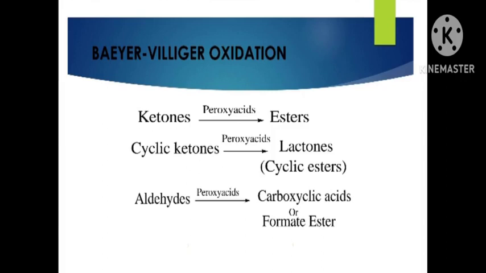But if we're using cyclic ketones as a substrate, then we will convert them into cyclic esters, and the cyclic esters are also known as lactones. And if we treat aldehydes with the same peroxides or peroxy acids, then they will be converted into the corresponding carboxylic acid. But in some cases, they will also convert into a formate ester. It will depend upon the relative migratory aptitude of the alkyl group with respect to hydrogen.